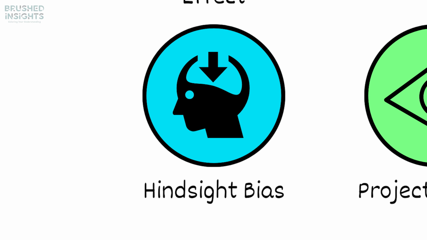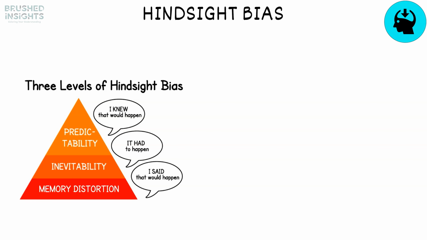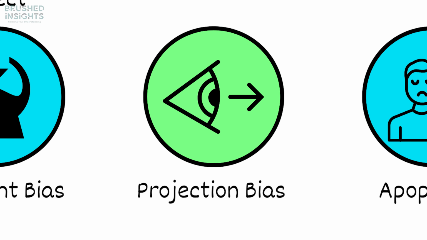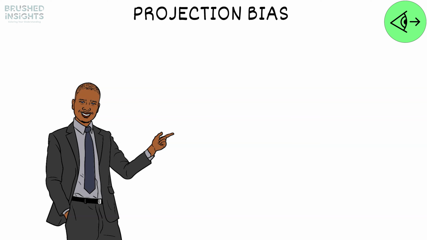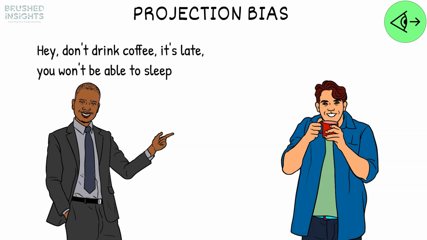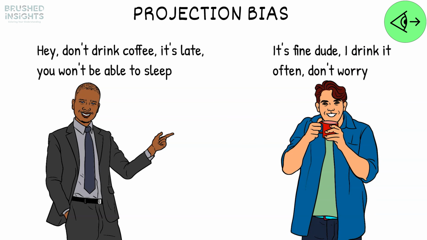Hindsight bias. The hindsight bias, also known as the "I knew it all along" effect, is a widespread tendency for individuals to view past events as being more predictable than they truly were. Projection bias. It is the inclination to overestimate the extent to which one's future selves will align with their current preferences, thoughts, and values, resulting in less than ideal decisions.